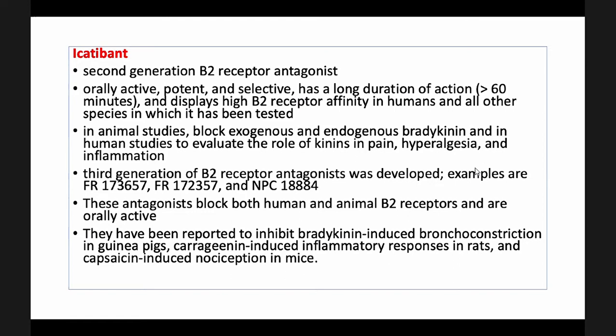Then the third generation B2 receptor antagonists were developed. The examples are FR173657, FR172357, and NTC18884. They don't have names yet, so that's why they are given a code. These are all still investigational. These antagonists will block both human and animal B2 receptors, and they are orally active.